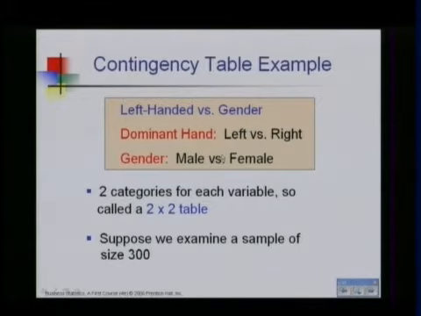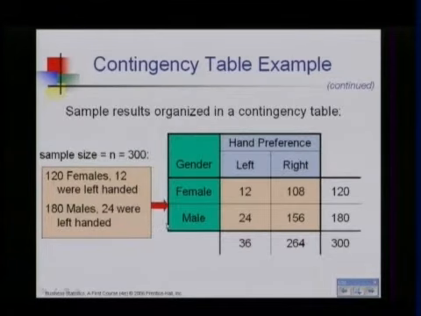Since we only have two categories, right and left, and male and female, for each variable, that's what we call a 2-by-2 table. And it's a special form of contingency table. If we have a sample of size 300, maybe this is what our data might look like.